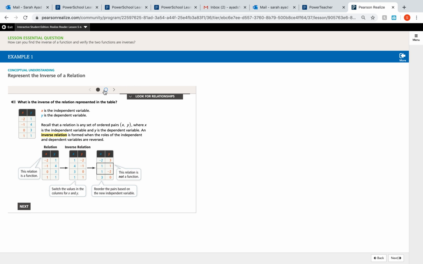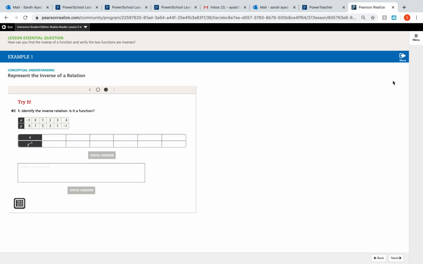Just because it's not a function does not mean I cannot find the inverse. Let's pause this video and go ahead and try it. Go ahead and switch your x and y values. When you're done, you could check your answer with mine.